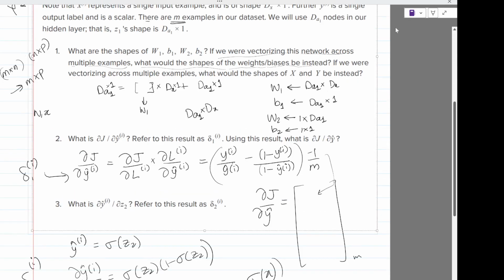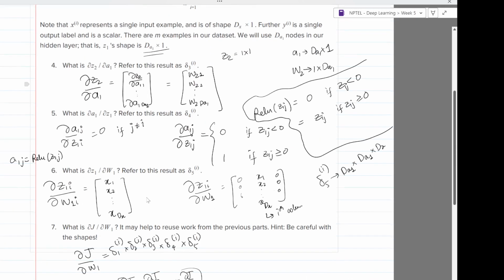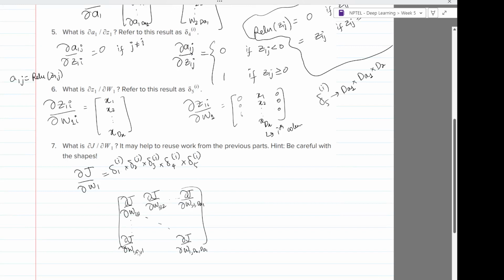Okay, here there are DA1 rows, but I think I wrote dx rows, so it will be the transpose of this. So that way you can adjust and just see how things are going. But roughly this is the idea. I hope you understood.